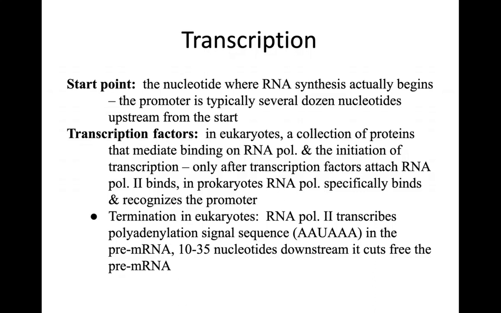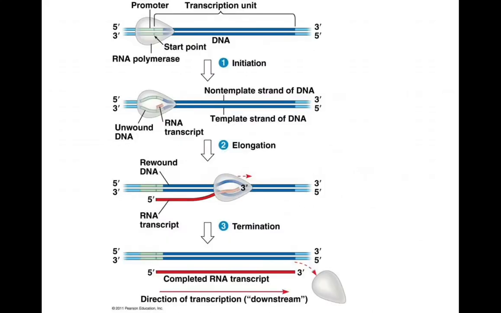So when you reach the end, you've got to have termination. The RNA polymerase II will transcribe this polyadenylation signal. It's basically this AAUAAA in the pre-mRNA. And then 10 to 35 nucleotides downstream, it's going to cut free the pre-mRNA.